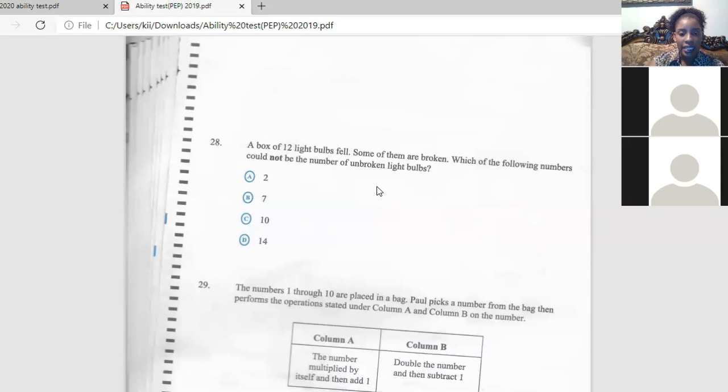Also, for number 28, this is just a general reasoning question. It says a box of 12 light bulbs fell. Some of them are broken. Which of the following could not be the number of unbroken light bulbs? This is just general analytical or quantitative reasoning, just to say that you should be able to determine in your head, if there were 12 light bulbs, which one could not be the number of unbroken light bulbs. It's clearly 14 because you can't have more unbroken bulbs than the amount of bulbs that were in the box in the first place. So that's just a general quantitative reasoning question. You can see questions like that coming on the examination also.